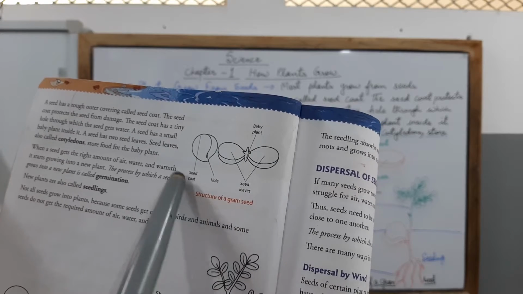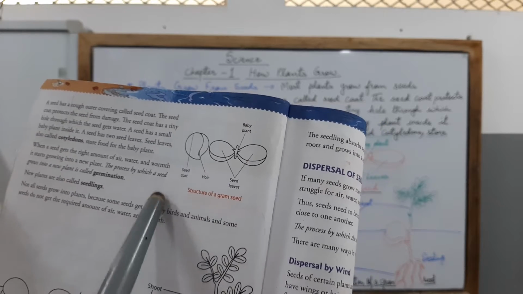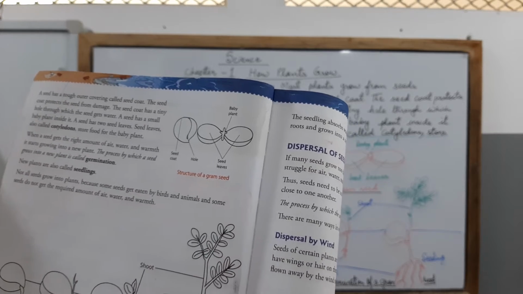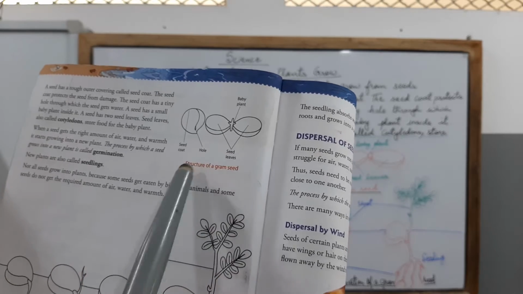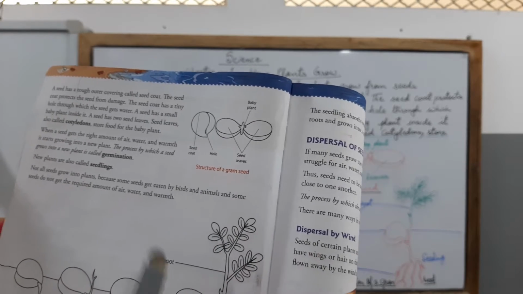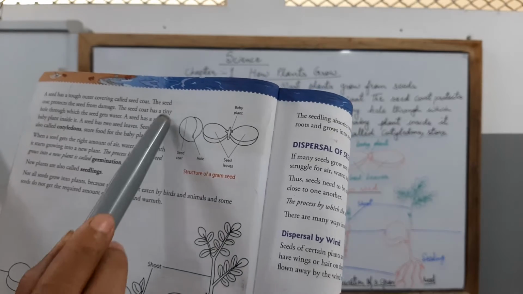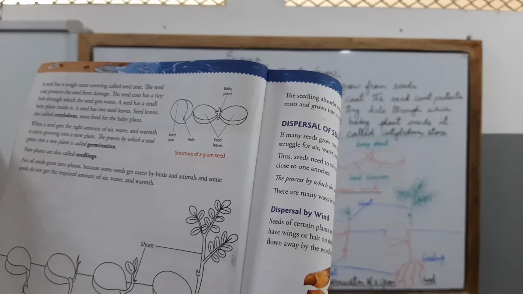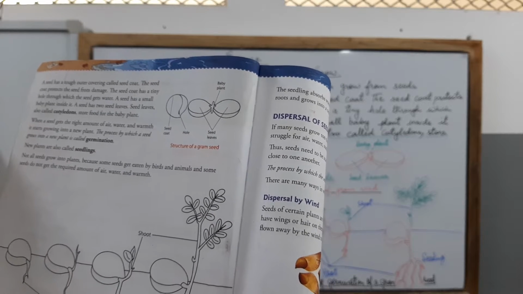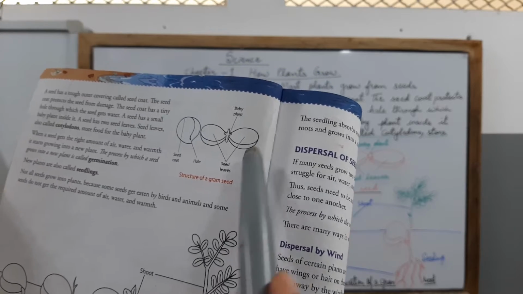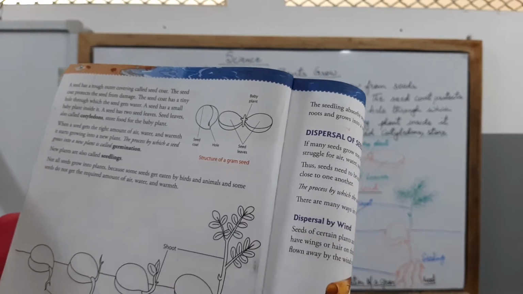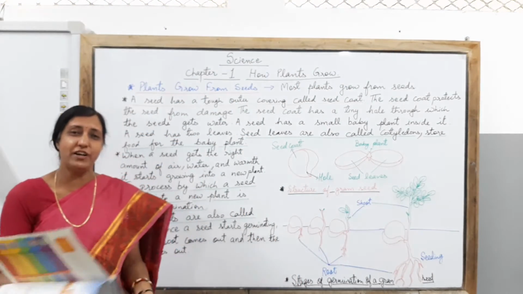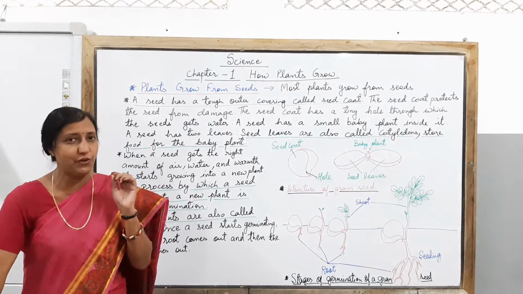Even you can have this kind of seed in your own house, and you can also try to observe the parts shown here in the textbook. If you want to see the parts, you can soak a chana seed in water overnight, and then you will find the seed coat coming out. You can do this kind of activity, which I have already done in my previous class. And here you can see the baby plant growing. So this is how, children, you are able to understand the structure of a gram seed and the function of each and every part.